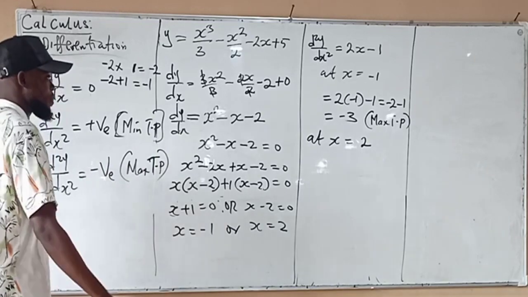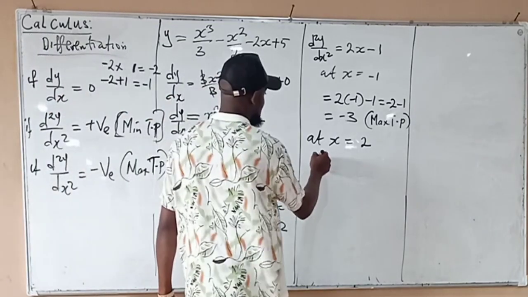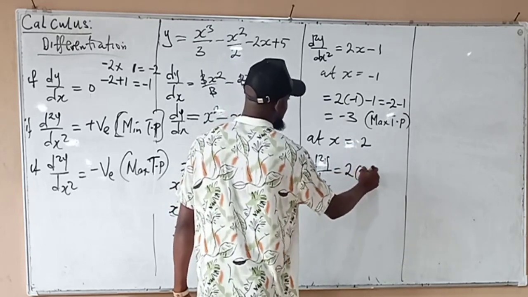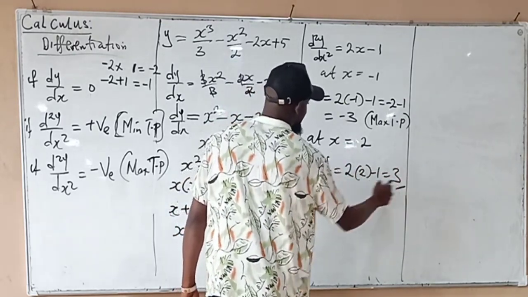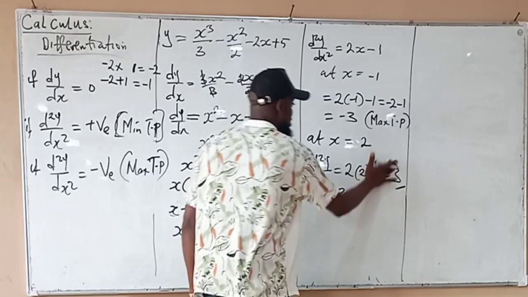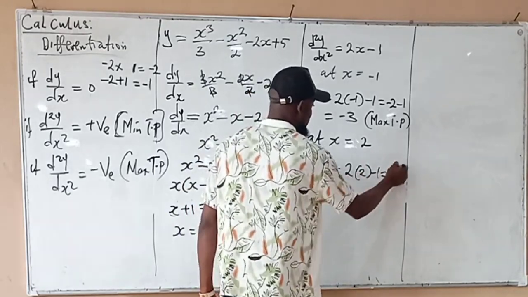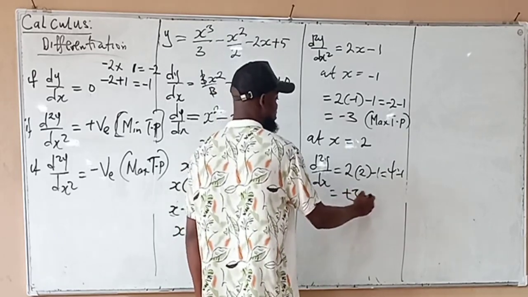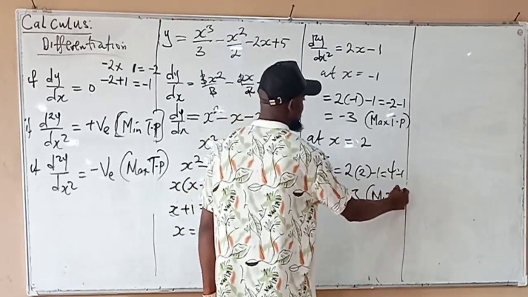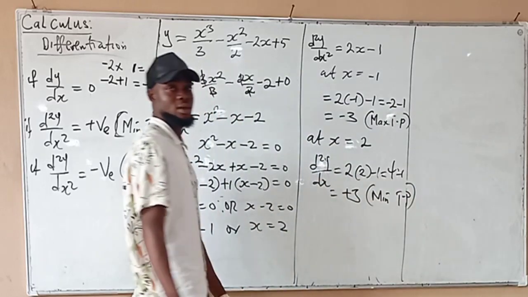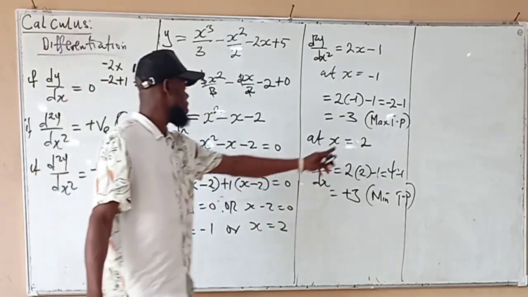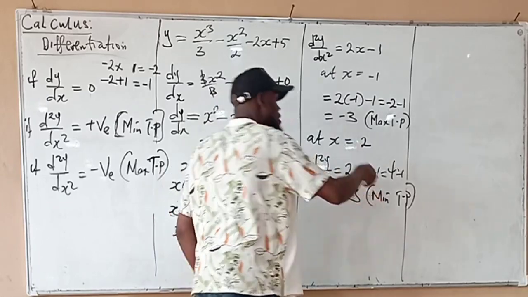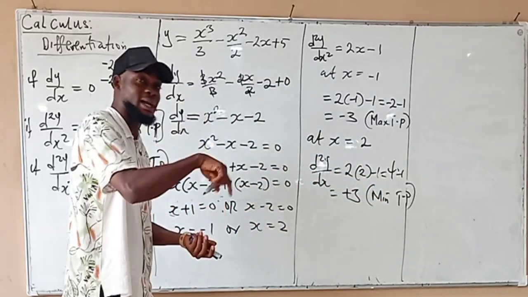At x equal to 2, the second derivative d²y/dx² will be 2 times 2 minus 1, which gives us 3. So this 3 is positive, and that gives us the minimum turning point. So at x equal to 2, we have the minimum turning point. That will give us the minimum value of y.